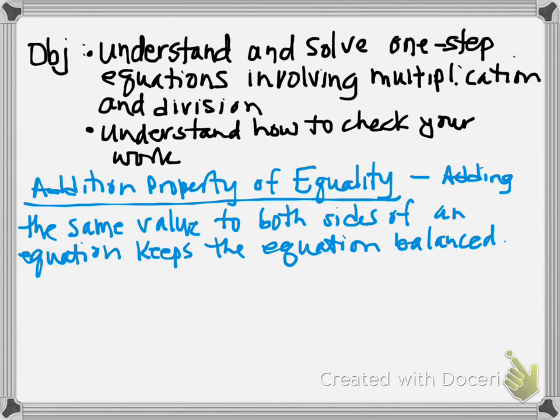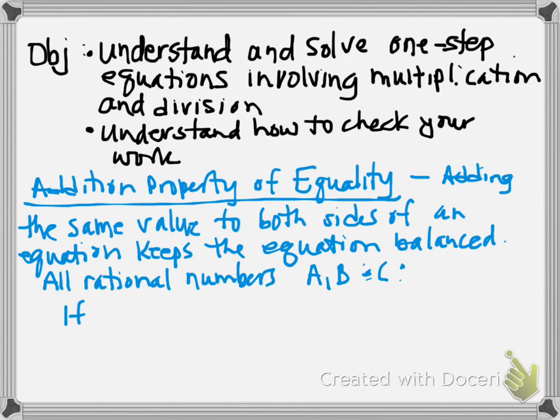So this one says for all rational numbers, and we're going to give you an algebraic version of it, A, B, and C. If A equals B, then if I add the same amount C to both sides, I still have an equals between those. I haven't changed the values between those at all.